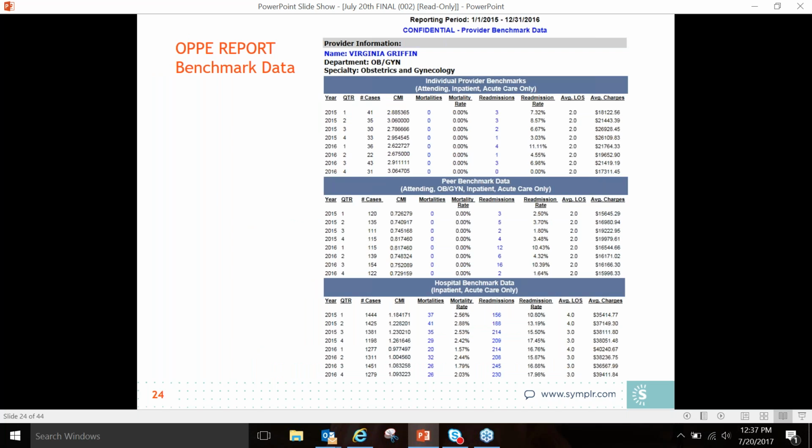We'll also give you some benchmark data here. The first line shows her individual provider averages there, the readmission rates, length of stay, average charges, mortality rate, CMI, and so on. The second line would compare her to her specialty, which is OBGYN. And then that will give you the averages for her specialty in your facility. And then the third line will give you some information across the system with all the specialties. So her hospital benchmark data, you can compare everybody there and what your averages are there for that.